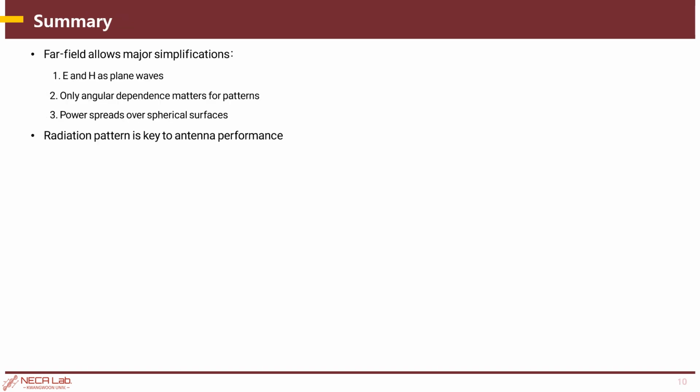So to wrap things up, the far field region helps us simplify a lot of things. First, the electric and magnetic fields behave like clean plane waves. Second, we can ignore distance and focus only on angular dependence when studying field patterns. And third, the power spreads out evenly over the spherical surface, which is why the field strength drops as you move away. And finally, the radiation pattern, which shows how energy is radiated in different directions, is super important. It's one of the key indicators of how well your antenna performs.